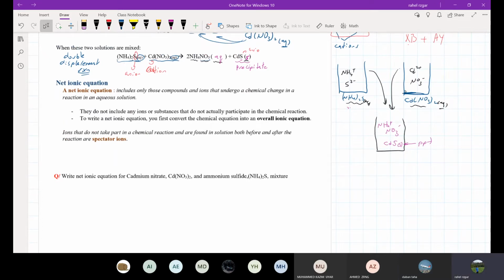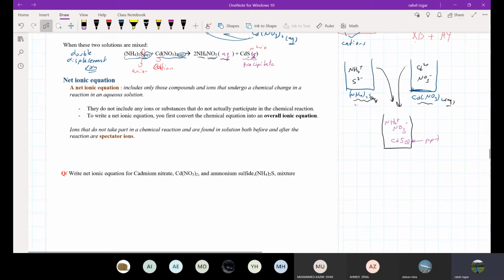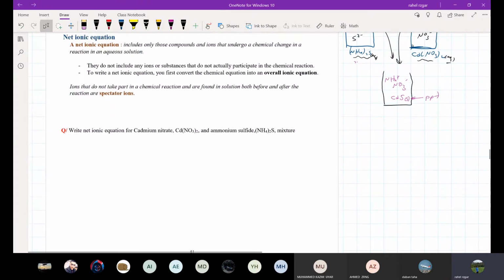A net ionic equation includes only those ions that undergo a chemical change in a reaction in an aqueous solution. In that equation, we leave only the things that can undergo a reaction. The other stuff we just cancel, we just delete it. For the other notes, I'm going to explain it when I solve this reaction again.